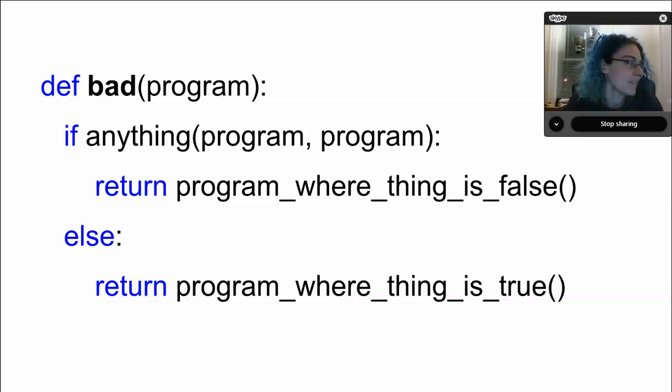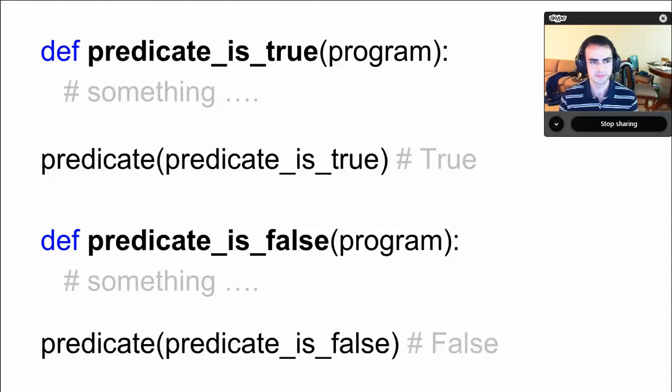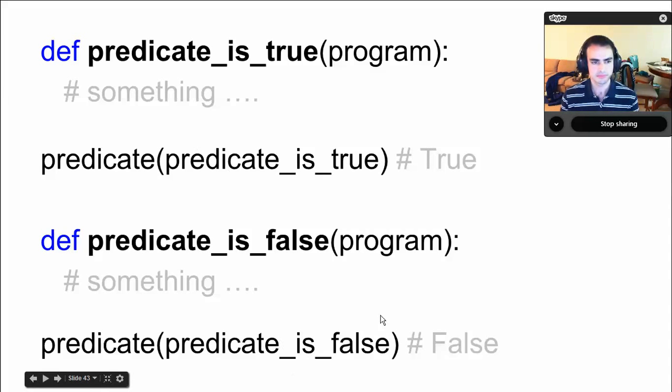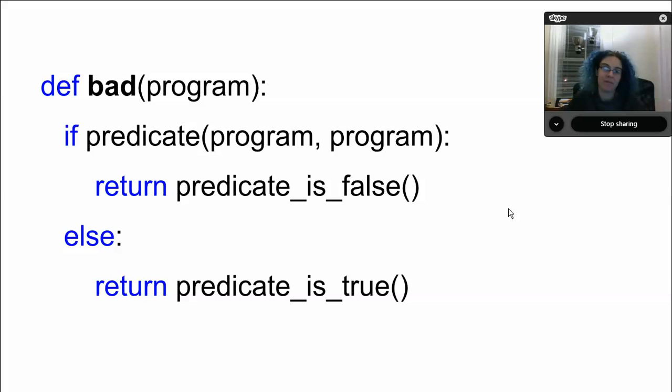Okay, so that can be formalized like this, where you have a predicate that always returns true or false. You have some function that you can point to and say, it's true over here, and some other function that you can point to and say, it's false over here, when you apply the predicate to them. Then you can build this bad program for any predicate. I mean, this only fails when you feed it its own code. But it has to be deterministic for every input.